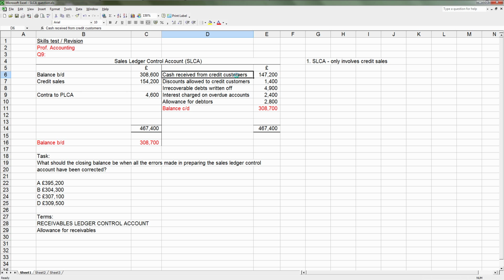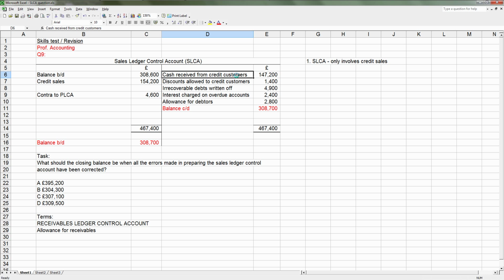Discounts allowed. Again, yep, it's the right discount. It's not discounts received, so that's okay. Bad debts, irrecoverable debts. Yeah, we need them because that affects debtors. Interest charged. Yes, again the same thing. We can charge debtors interest if they don't pay on time. And allowance for debtors as well. Well, that obviously does affect debtors, but that's the one I want to focus on at the moment.